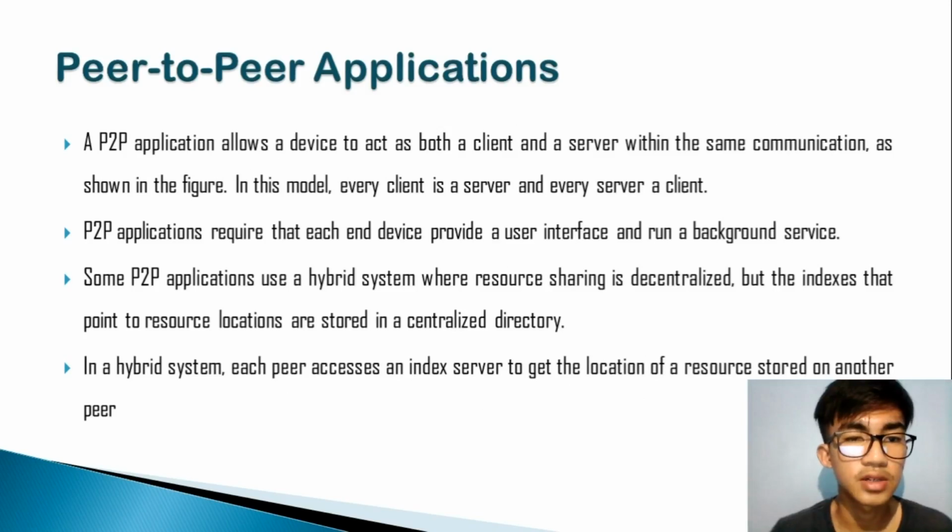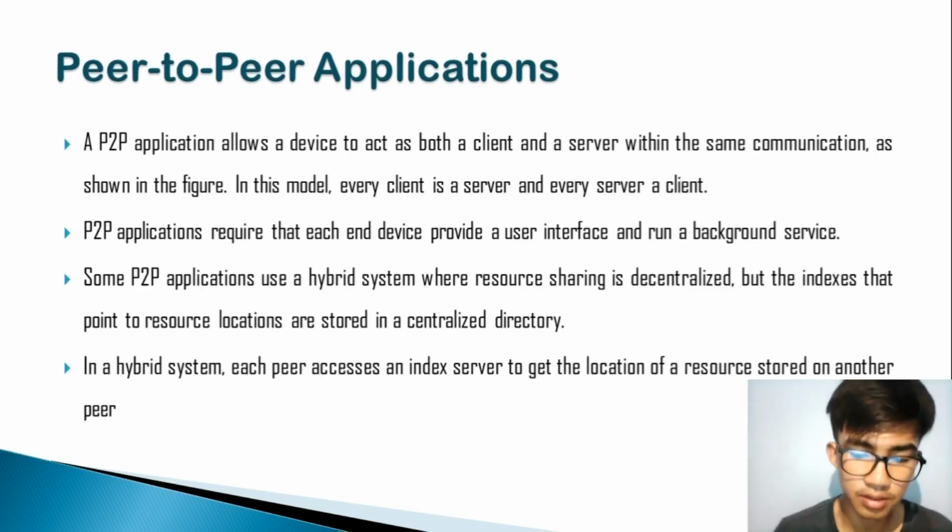A P2P application allows a device to act as both a client and server within the same communication, as shown in the figure. In this model, every client is a server and every server a client, and vice versa. A P2P application requires that each device provides a user interface and runs a background service. Some P2P applications use a hybrid system where resource sharing is decentralized, but the indexes that point to resource locations are stored in a centralized directory. In a hybrid system, each peer accesses an index server to get the location of a resource stored on another peer. That is peer-to-peer applications.